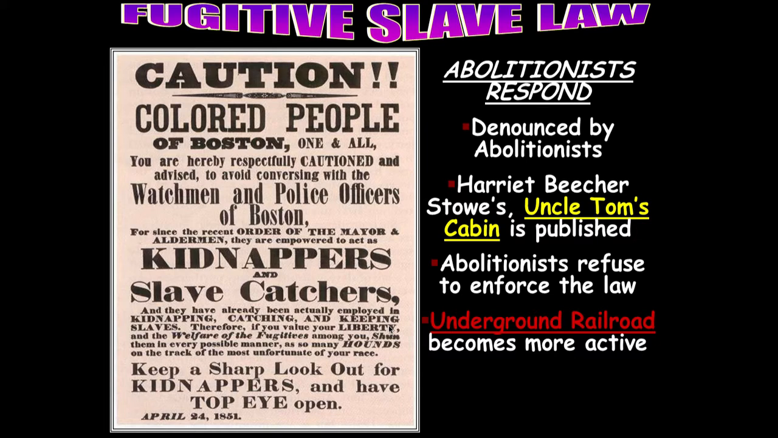At this time, in response to the Fugitive Slave Law, Harriet Beecher Stowe's Uncle Tom's Cabin is going to be published, where it humanizes slaves for the first time in a book. Abolitionists will openly refuse to enforce the law. The Underground Railroad, because of this, will become more active.